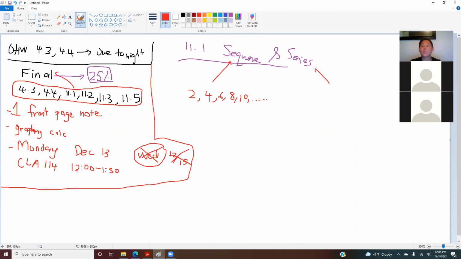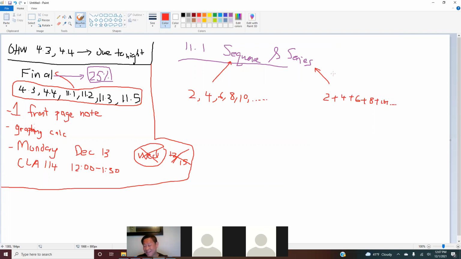A series is where you take this and you add them: 2 plus 4 plus 6 plus 8 plus 10 and so on. Okay, so if you just do the numbers without addition, we call that a sequence. If you start to add them, we call that a series. Now, if you have a dot, dot, dot behind, this is what we call an infinite sequence. And again, when you add, if you have dot, dot, dot, that means you keep on adding. This is what we call an infinite series.